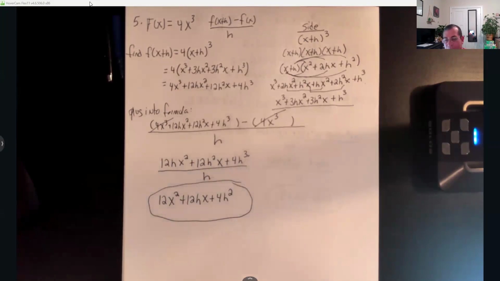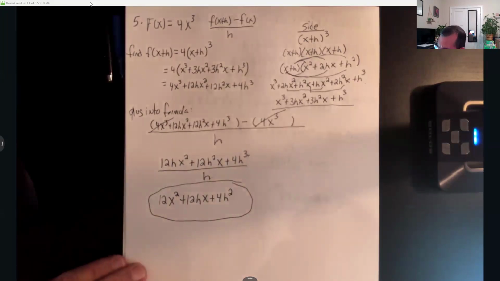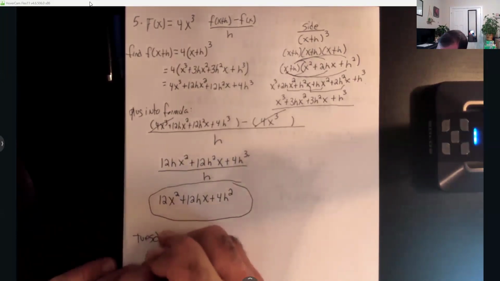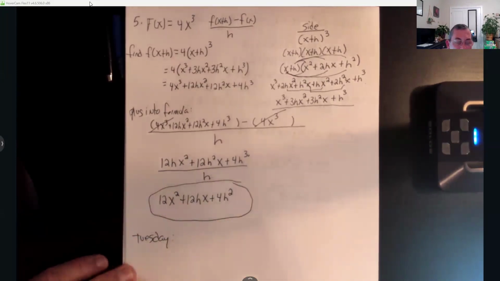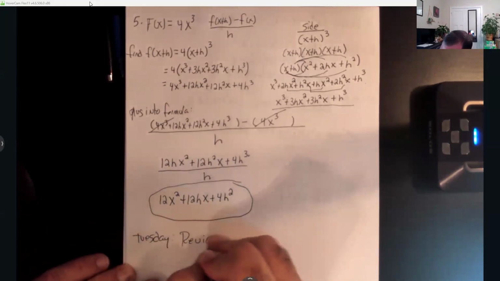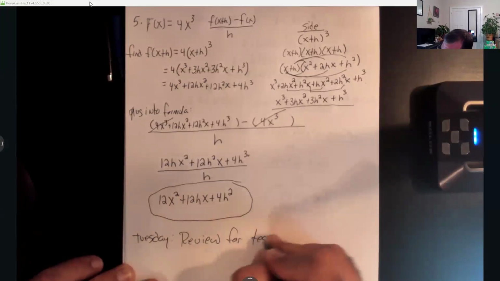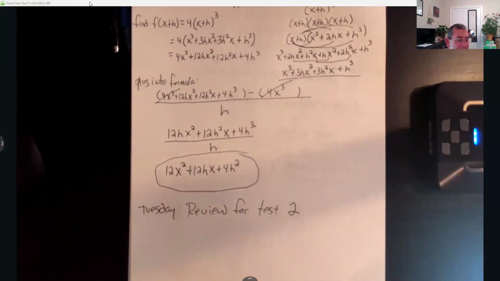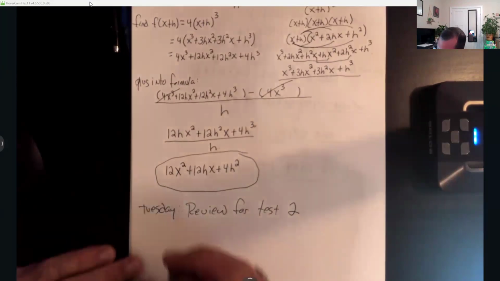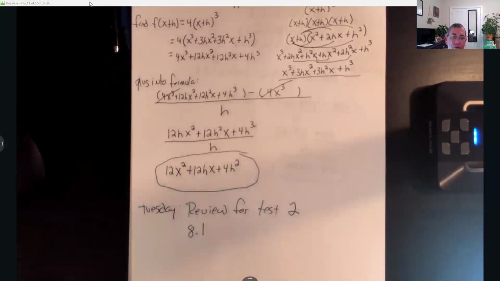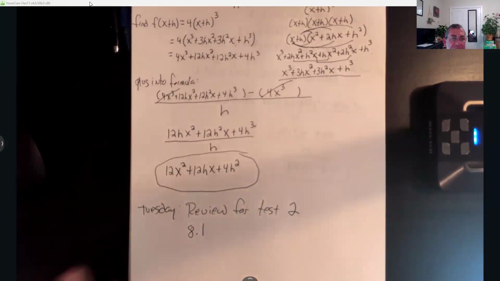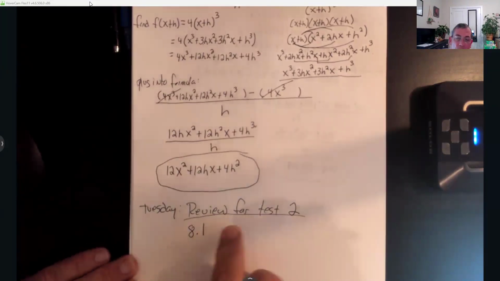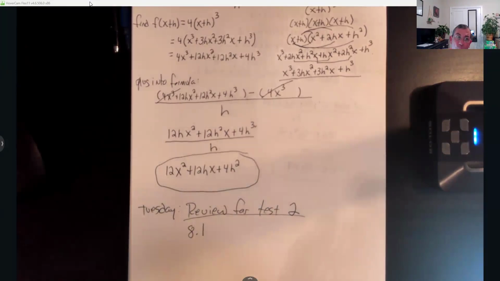So that takes us through all the material for test 2. So tomorrow is what, Tuesday? So tomorrow, guess what? We get to review for test 2. If we have time, I will start test 3 material, which will start with 8.1, and it's not a bad section. Our main thing though tomorrow, like I said, we're going to be reviewing for test 2, and that's 20 questions.